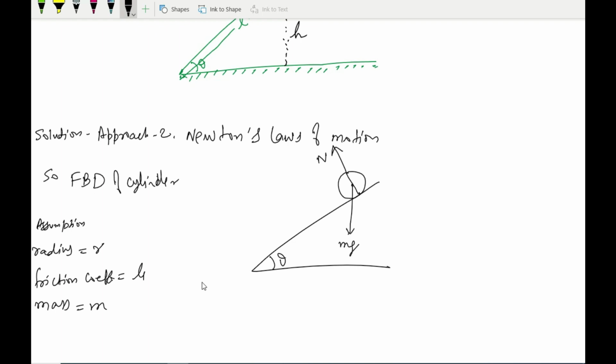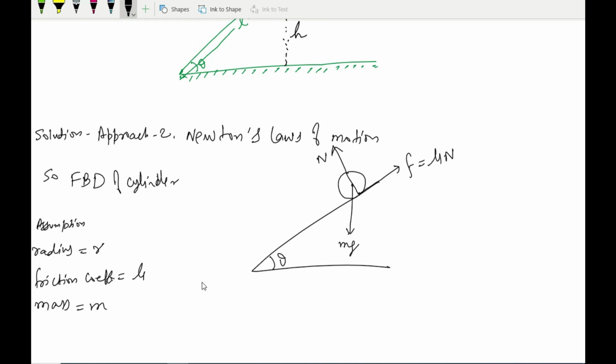So what is the nature of friction? Friction will oppose the motion, right? So assume that there is no friction on the surface, so it's a smooth surface. If the surface is smooth, what will happen? This will slide down this way. So friction will oppose the motion. Friction will work upward because the cylinder has a tendency to slide down. So this is friction, and we know friction is nothing but mu times the normal force, right?